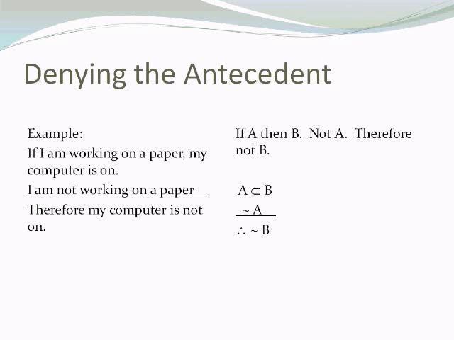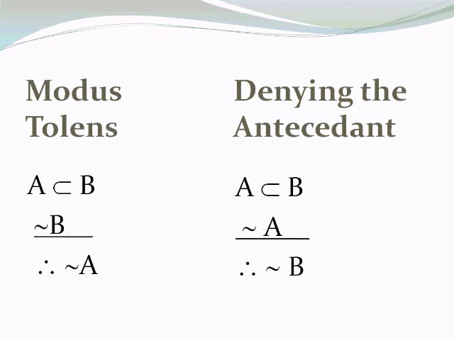Now we can see these two set up side by side. If A, then B, then the difference between the not B and the not A makes all the difference in terms of the valid modus ponens and the invalid denying the antecedent.